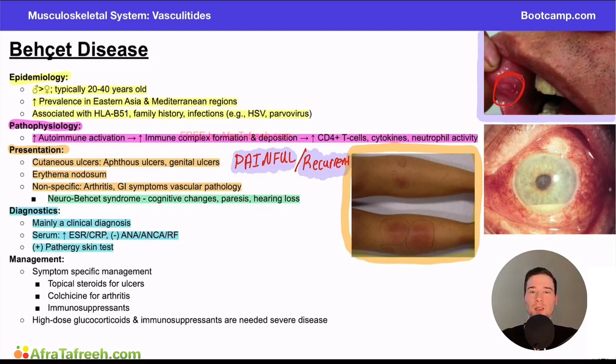If the test is positive, a red bump will form under the skin where the needle was inserted. This indicates an overreaction by the body, or an overreacting immune system, which can be a helpful clue in diagnosing Behçet syndrome.